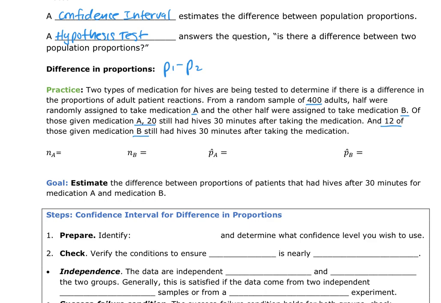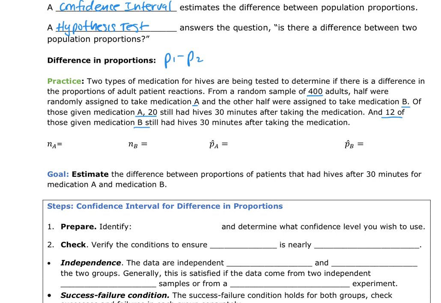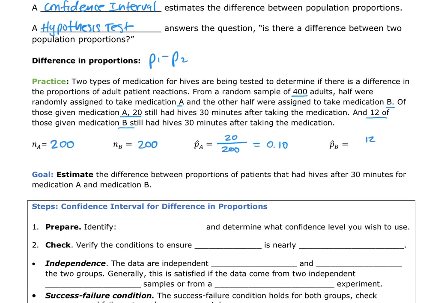So if we summarize some of the information, we can say that the sample for medication A, or N sub A, is half of 400, so that's 200. And then the sample size for medication B is also 200. And then we want to find the sample proportion that still have hives using medication A, after 30 minutes. It's 20 out of the 200, which gives us a sample proportion of 0.1. And for medication B, there were 12 out of 200, which is a sample proportion of 0.06.